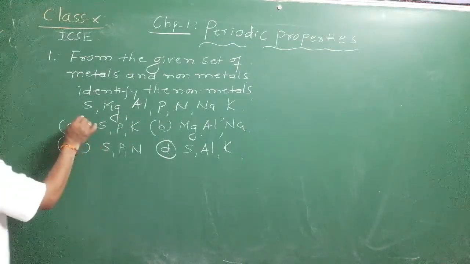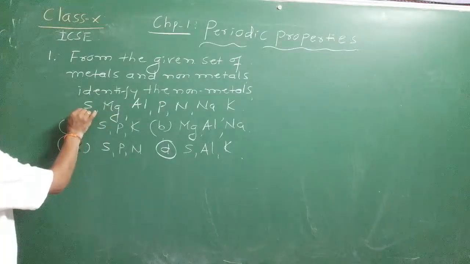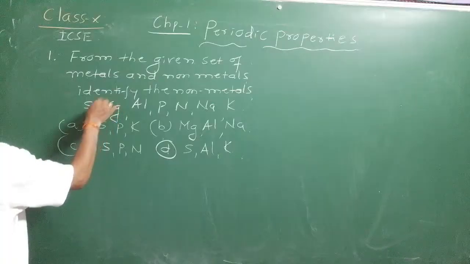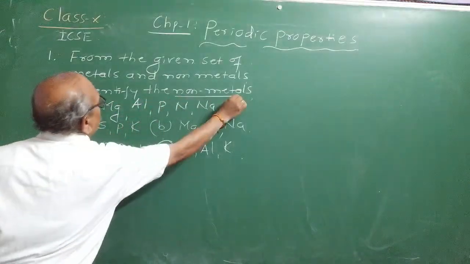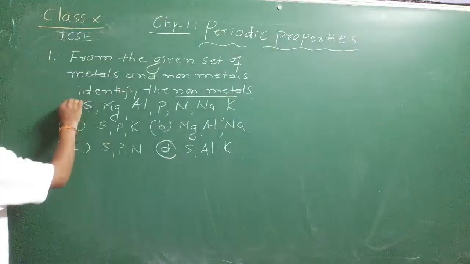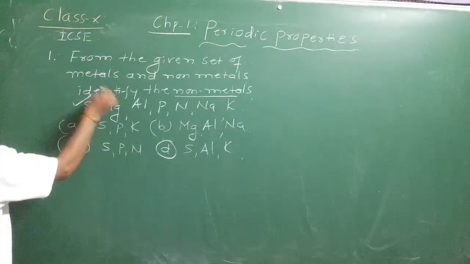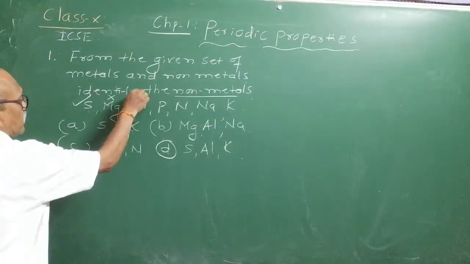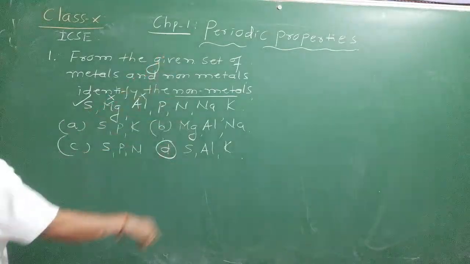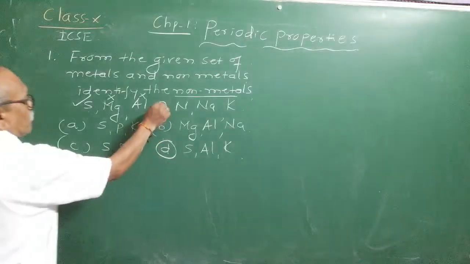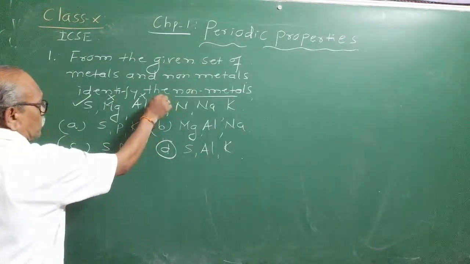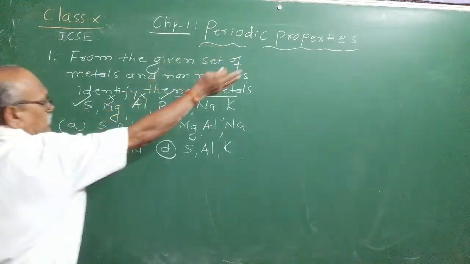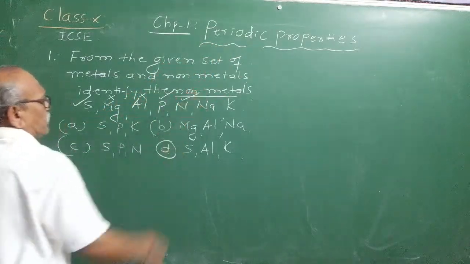See, sulfur is present in the P block. Sulfur is a non-metal. Magnesium is a metal placed in the second group of the periodic table. Aluminum is a metal placed in the 13th group. And phosphorus is placed in the 16th group, but it is a non-metal, there in the P block. Nitrogen is present in the 14th group. Yes, it is a non-metal.